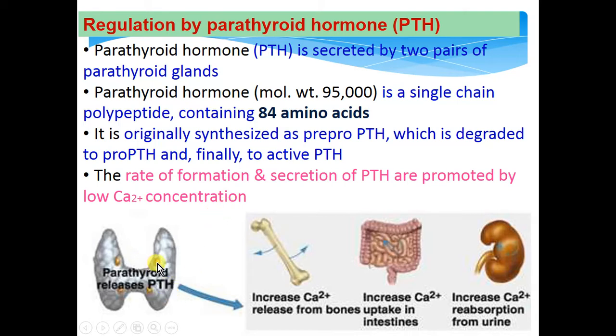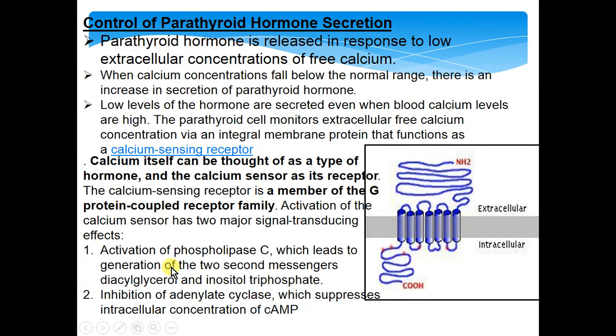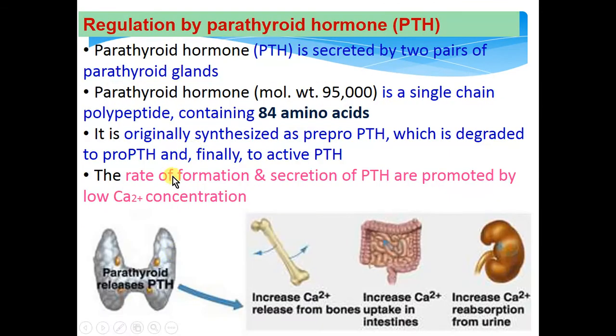Parathyroid hormone comes from two pairs of parathyroid glands that are present near the posterior aspect of the thyroid gland, and the stimulator is the calcium.